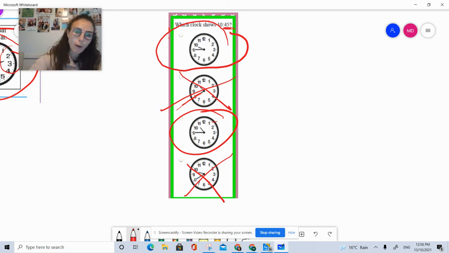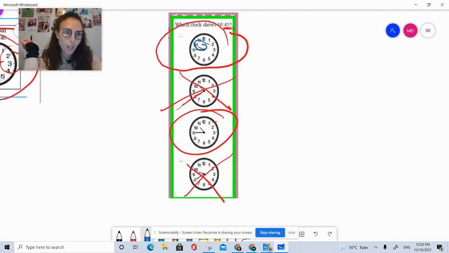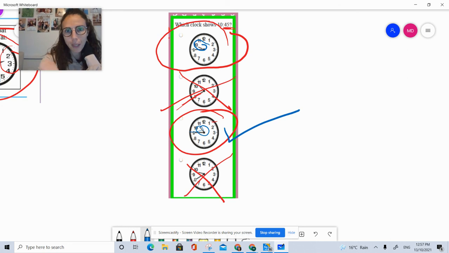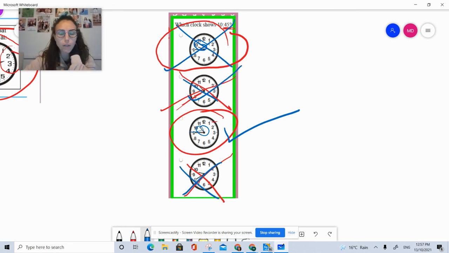Now I'm going to just clarify and make sure I'm correct. 10:45 means that it's past 10 o'clock. If I have a close look at this hour hand, it's not past 10 o'clock, it's close to 10 o'clock, which means it's 9:45. Now if I look over here, the hour hand is close to the 11, but it's past the 10. It hasn't passed 11 yet, and I've got 45 there. So I'm going to go with this answer. So that's wrong, and that's wrong. I can also go onto my interactive clock and double check.